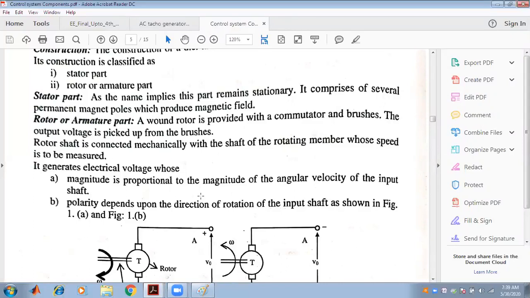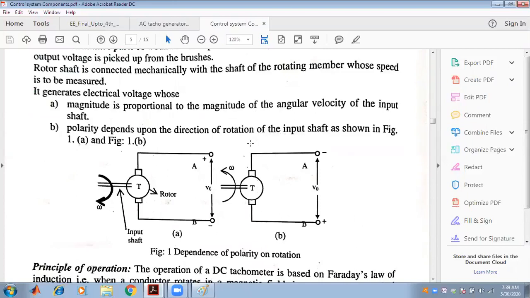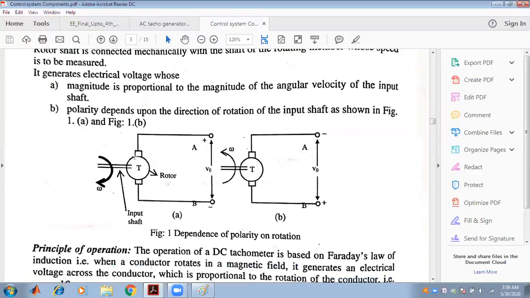So the shaft is connected with the rotating part whose speed has to be measured. It generates an electrical voltage whose magnitude is proportional to the angular velocity of the input shaft, and the polarity depends upon the direction of rotation of the input shaft, as shown in figures 1.A and 1.B. This is a DC tacho generator rotated at a speed omega, with an input shaft.